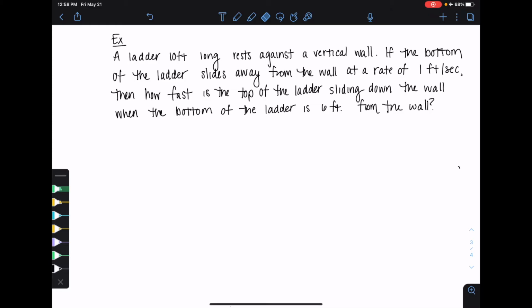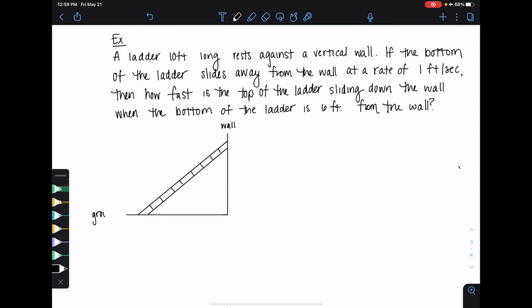So I'm going to jump into drawing a picture. We've got a wall, we've got the ground, we've got a ladder that is resting along this wall. So I'll put some little marks here to indicate that. Okay. You can assume your ladder does make a 90-degree angle. So here's the wall, here's the ground.